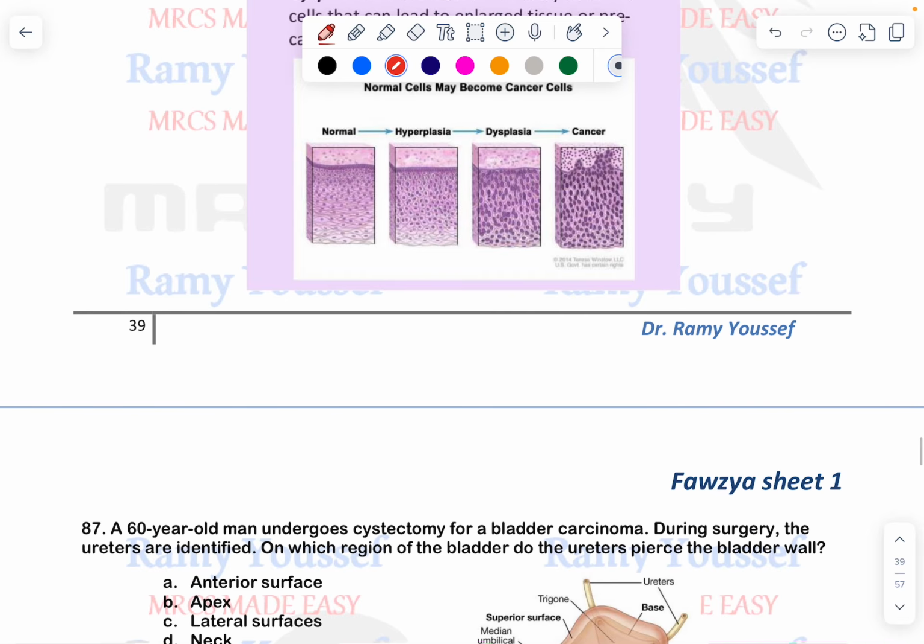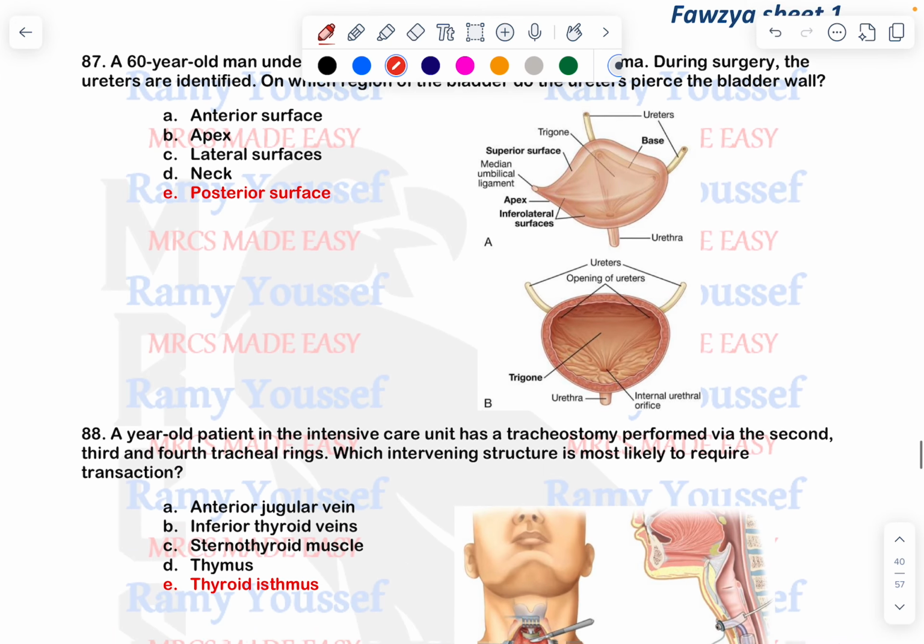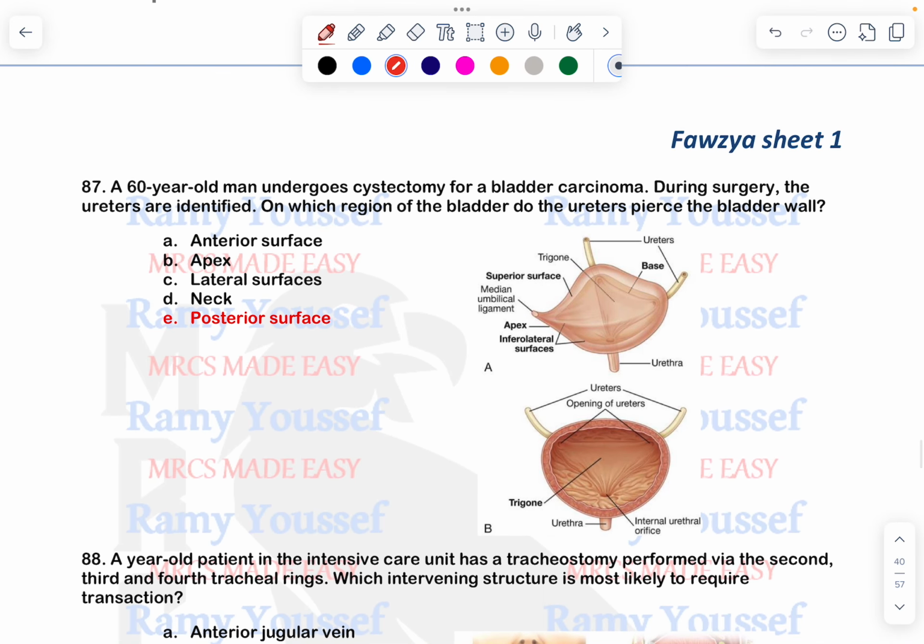A 60-year-old man undergoes cystectomy of the bladder. During surgery, the ureter's artery, which portion of the ureter does it cross posteriorly? A patient in ICU has a tracheostomy performed at the second, third, fourth stage. Which stage is most likely to require transection? This is the isthmus.